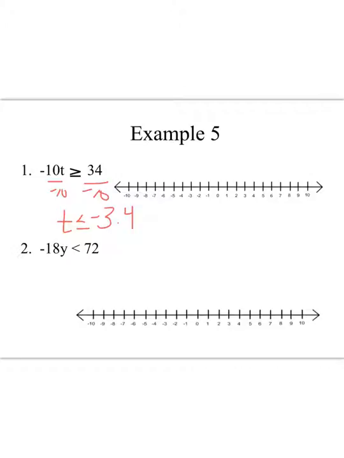Negative 3.4 would be about, you're going to estimate, so negative 3.4 would be about here on my graph. And I can't be entirely accurate with my stylus, but I can get pretty close. And t needs to be smaller than, so less than. You go ahead, try the second one on your own, and then we'll go over it together.